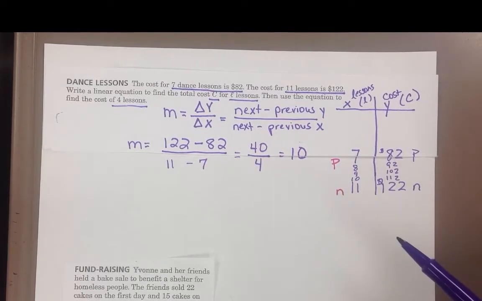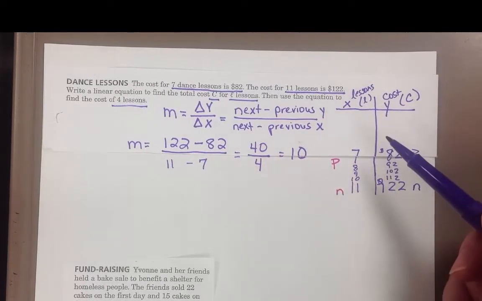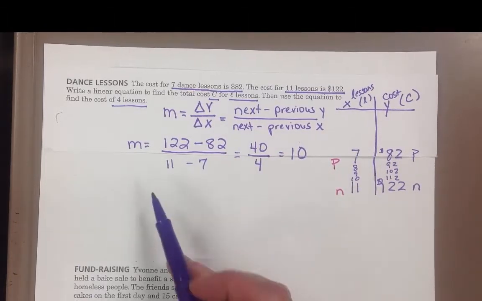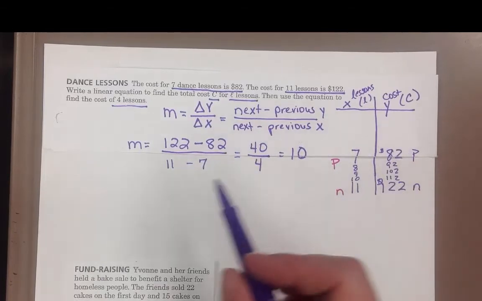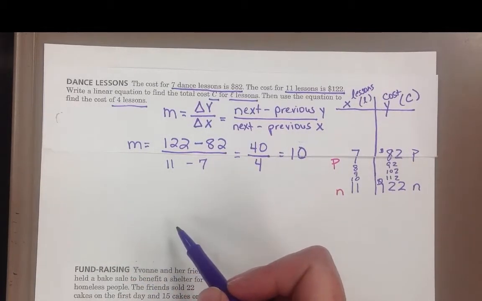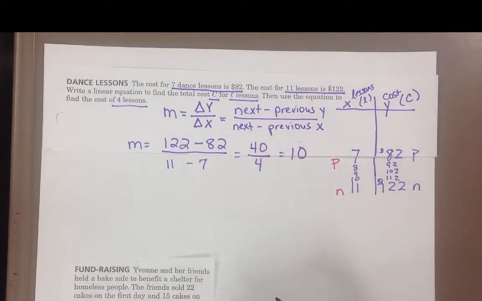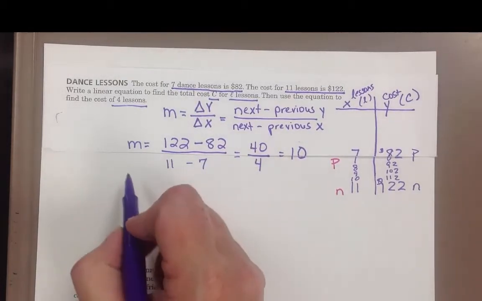So you can pause the video at this point and you could go ahead and solve that. I'm going to show how to go ahead and get our linear equation by finding our b, our y-intercept, and then how to then use that equation and plug in 4 lessons and get out the output for 4 lessons. So here's what I know.